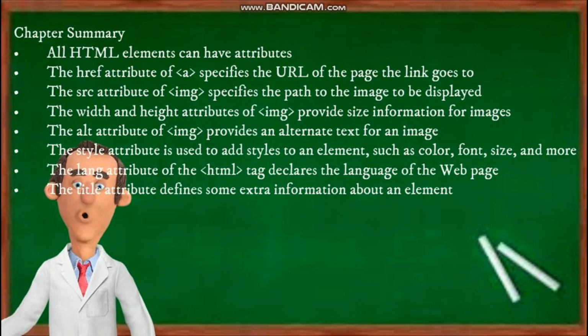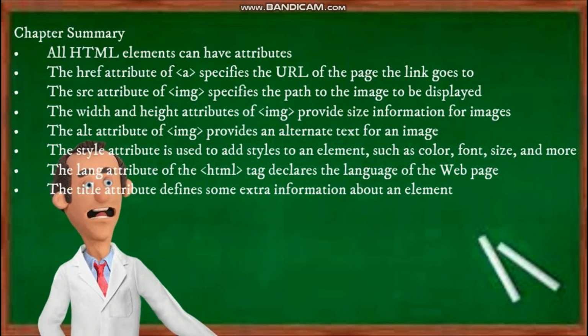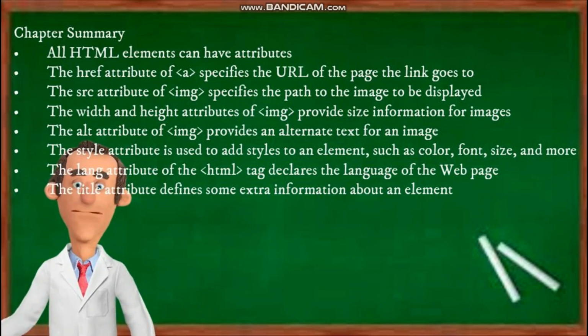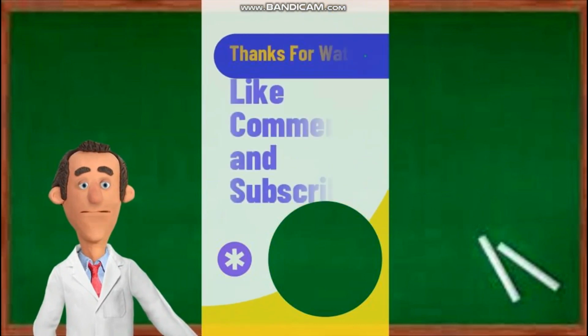The style attribute is used to add styles to an element, such as color, font, size, and more. The lang attribute of the html tag declares the language of the web page. The title attribute defines some extra information about an element. We have reached the end of the lecture.